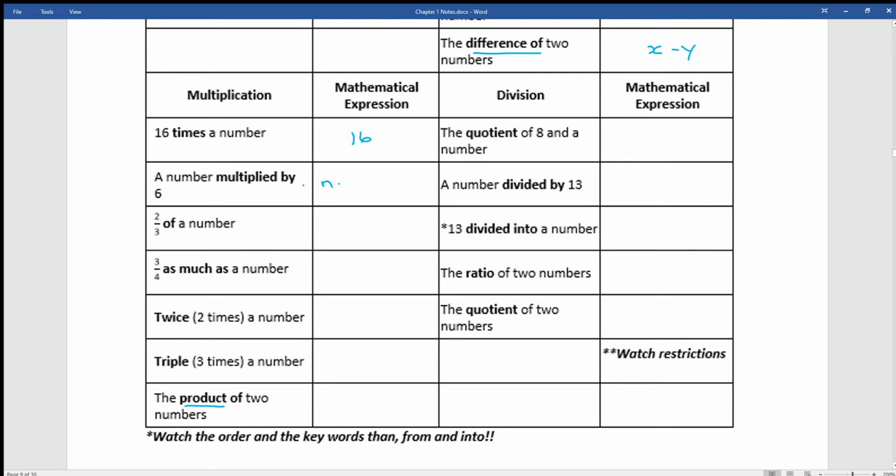Now this one, it says a number multiplied by 6, but you will never actually see it written like that. You will often see the number written first, followed by the variable. And again, that order thing, right?